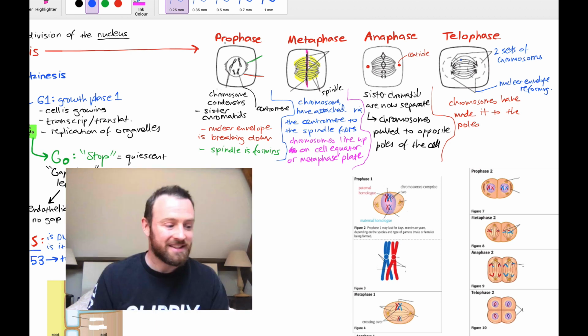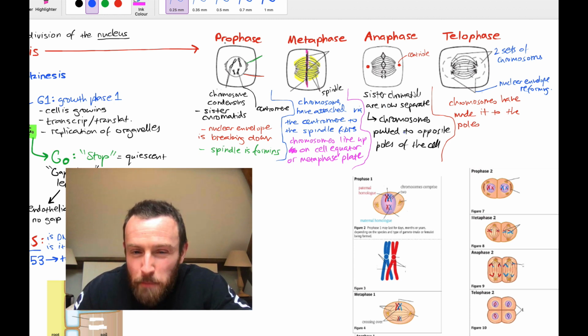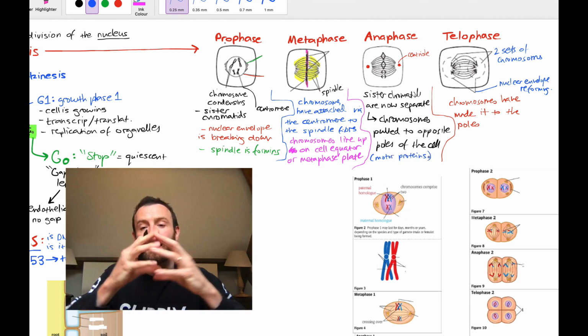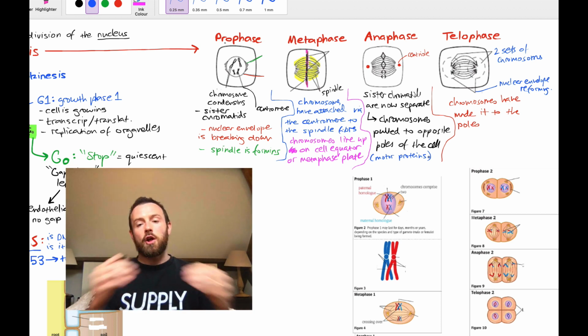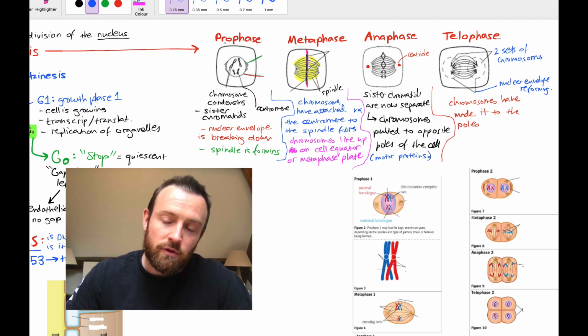Okay, I think that's everything on mitosis. One thing I need to add here, actually, what's doing the pulling, you might wonder? Well, that is motor proteins pulling the centromeres along the spindle fibers, which are made of tubulin, essentially microtubules.